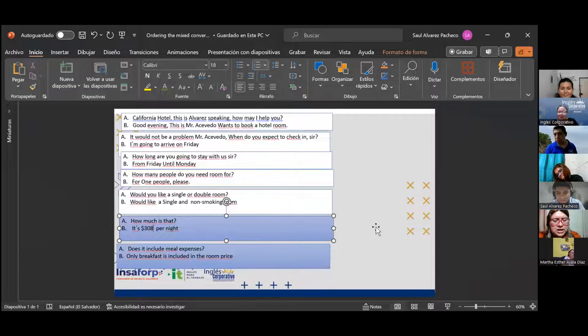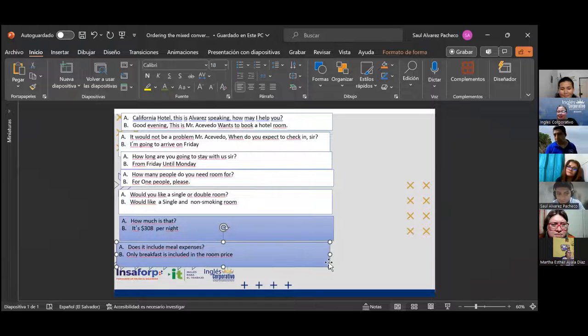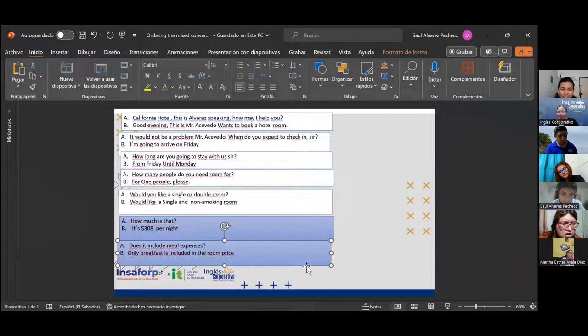The last one, Damaris. Does it include meal expense? Only breakfast is included in the room price. Right. Very good job. Very good job. Okay, teacher.